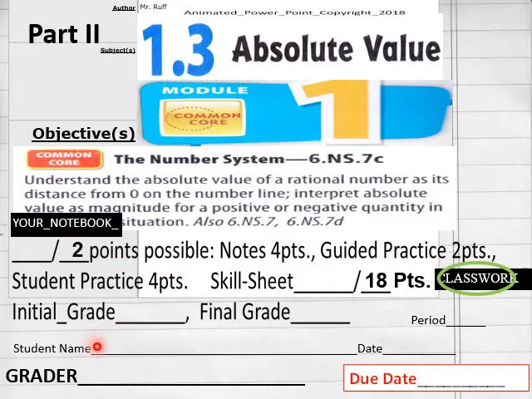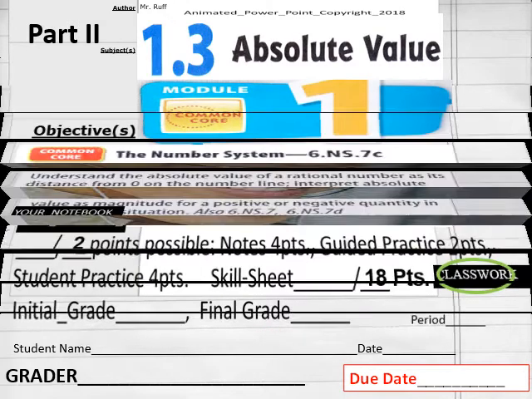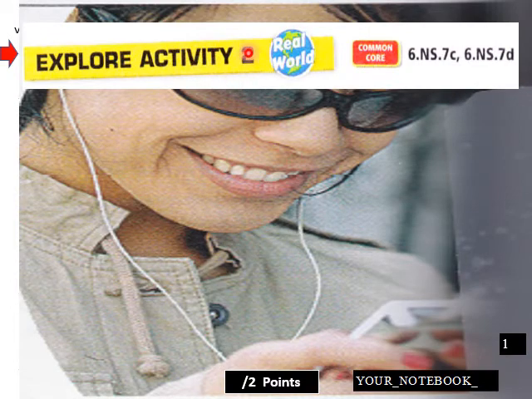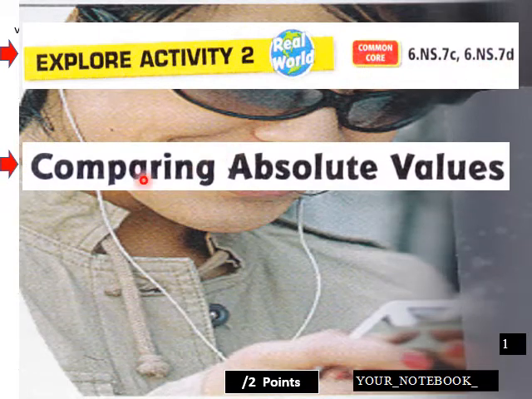Have that ready. Students, put your name, date, period here on your Droid, your tablet, your Apple, your SmartBook, your Chromebook, your paper. Okay, so let's go right into page 1. We got a notebook entry here. Explore activity 2, and here's our standards for the day.